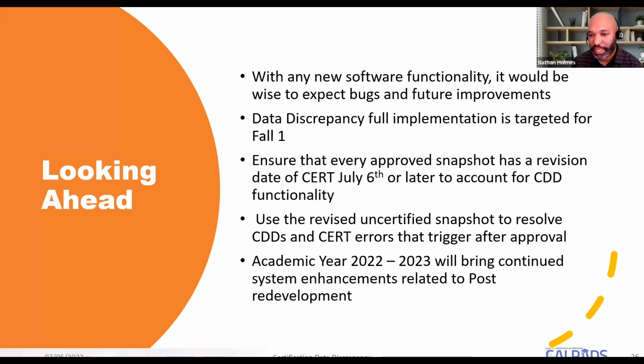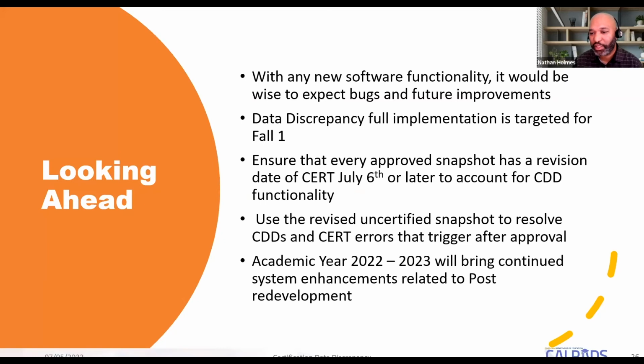Ensure that every approved snapshot has a revision date of July 6th or later, the implementation of CDD functionality. The reason we say that is snapshots were turned on earlier accidentally. So if anyone has certified and thought they were taking advantage of that, you're going to want to look at your revision date and make sure that any approved snapshot has a revision date of July 6th or later. We want to make sure those CDDs are running and have processed your data, so that the reasonability and completeness of your reports is as accurate as possible.